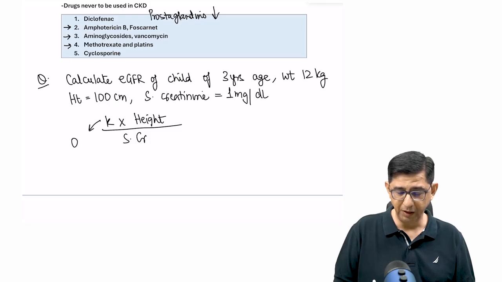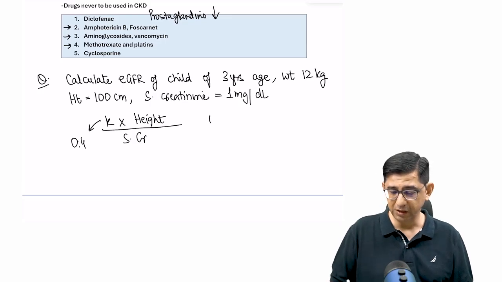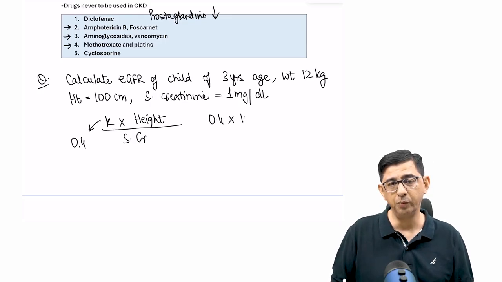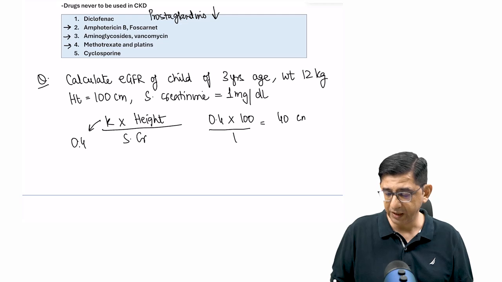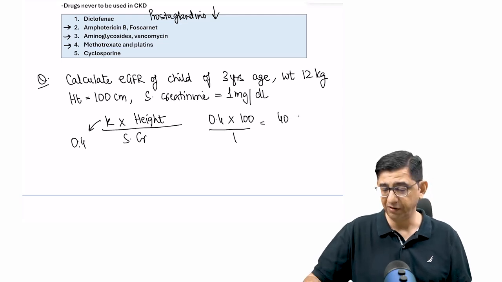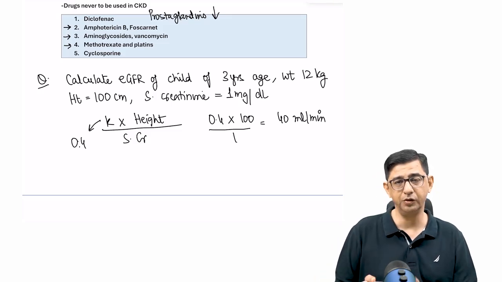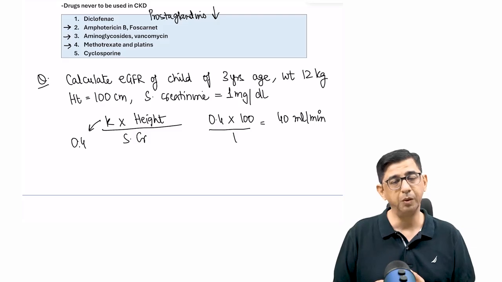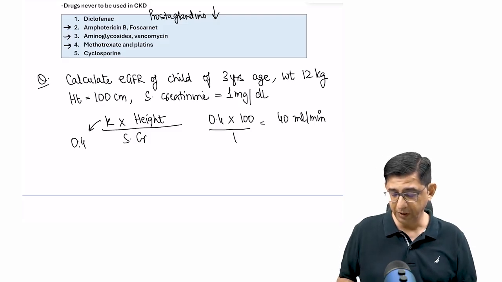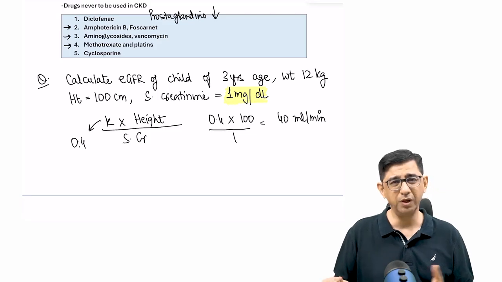The kappa value is to be taken according to the books as 0.4. So this is a one-step multiplication: 0.4 into 100 divided by 1. If you are doing some fancy rocket science in the exam with respect to mathematics, it means that your logic is wrong. Here it's a one-step multiplication and division by 1. So the answer is 40 ml per minute. This also tells you that serum creatinine of the patient can actually be in a normal range, but still the kidney is damaged.